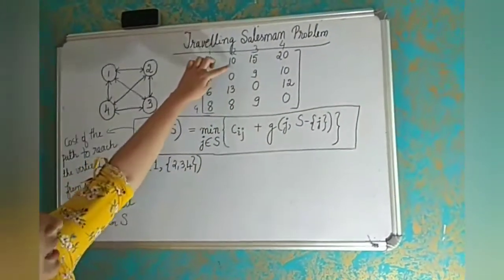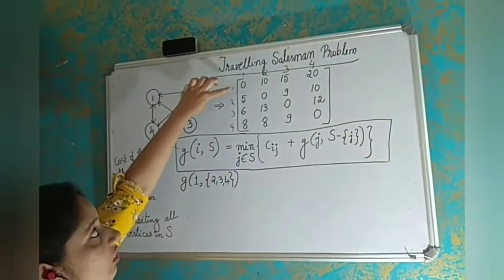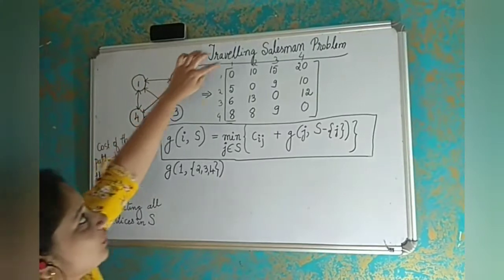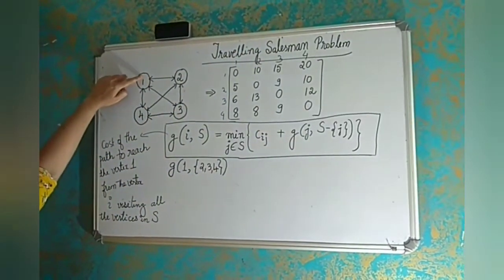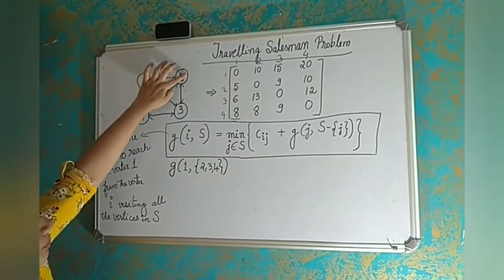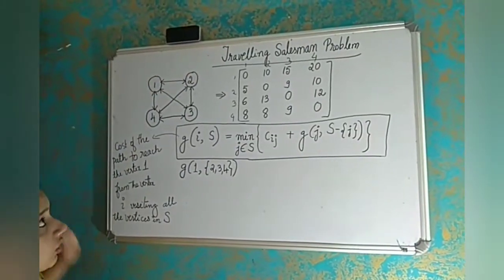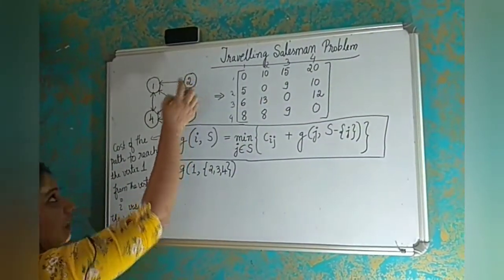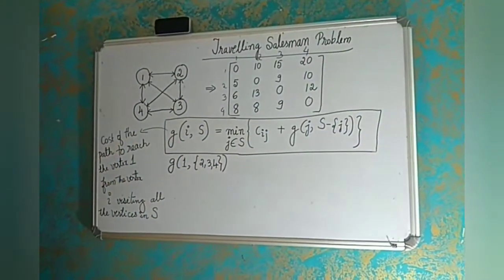Next, this 10. What does this 10 indicate? What is the cost to travel from 1 to 10? Sorry, 1 to 2. So what is the cost of traveling from 1 to 2? So 2 to 1 need not be the same. If you observe 2 to 1, the cost to travel from 2 to 1 is 5.